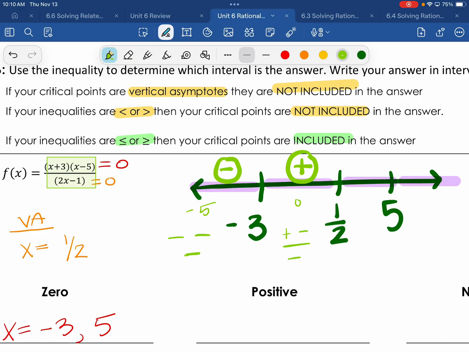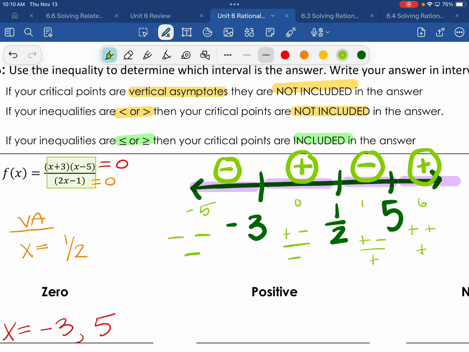Between 1/2 and 5, a good test number is 1. Now I can use 1. So 1 plus 3 is 4, positive. 1 minus 5 is negative. And 2 times 1 minus 1 is positive. So 1 negative is going to be negative. And then what's a good test number on the right side of 5? 6. So 6 plus 3 is positive. 6 minus 5 is positive. And 2 times 6 minus 1 is positive. So all positives, it's going to be positive.